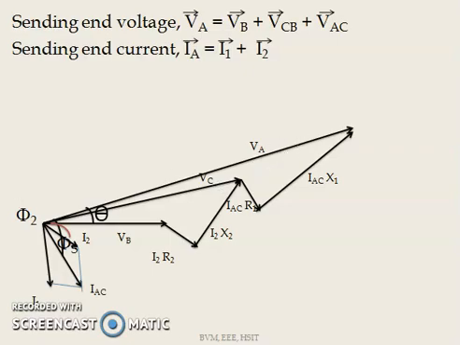So this is how you have to draw the vector diagram, and the angle between VA and IAC is phi s. That is the sending end power factor; I mean, cos phi s is the sending end power factor. So phi s is the angle between the sending end voltage VA and the sending end current IAC. This is how you have to draw the phasor diagram. I think you have understood this. Please practice, and you will get this.